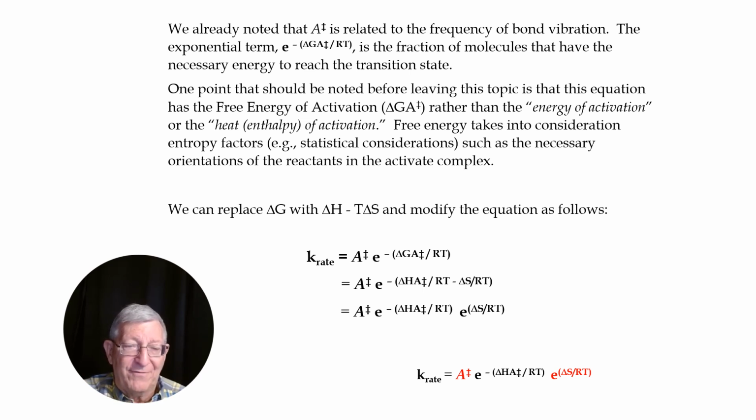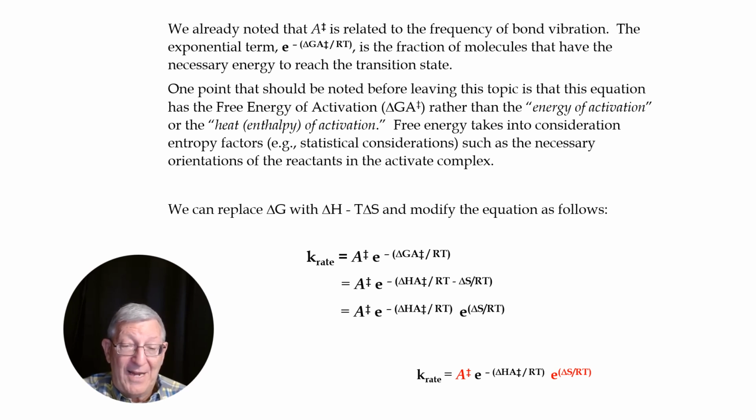And so I'll plug in, for delta G, delta H of A and delta S of A, and do the arithmetic. And at the bottom here, I have a new equation where the two things in red are the two things I've added. One is the frequency factor, the Arrhenius frequency factor, A double dagger. And the second part is this delta S of activation that has to be considered.